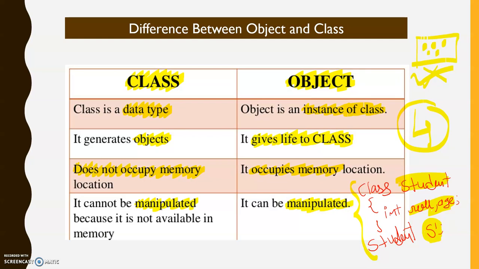So this is the basic difference between object and class. About links and association, we will see in the next part.